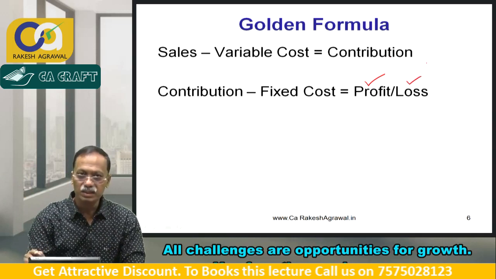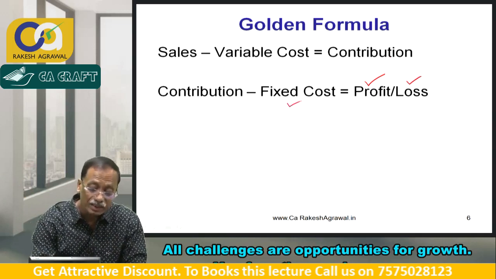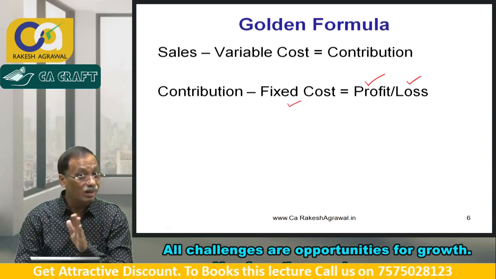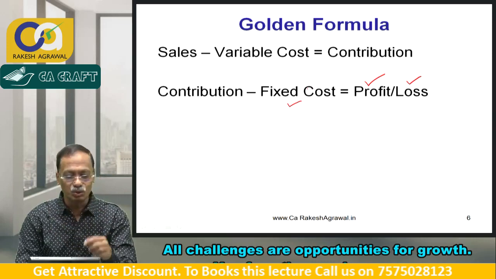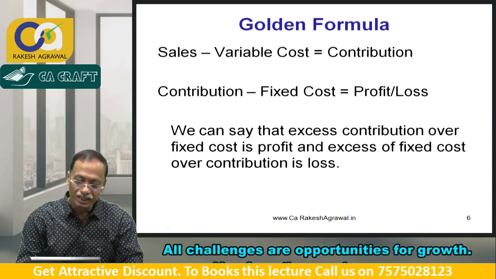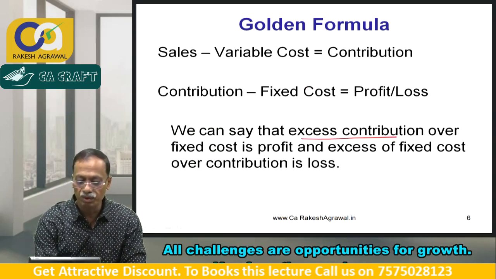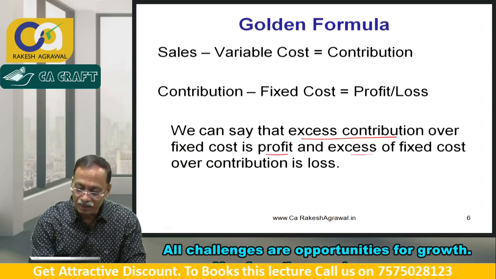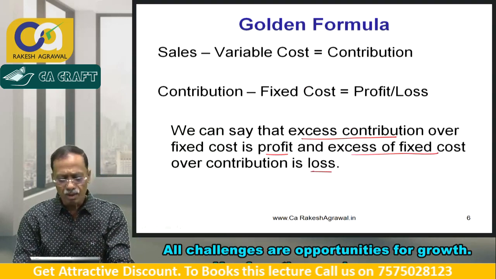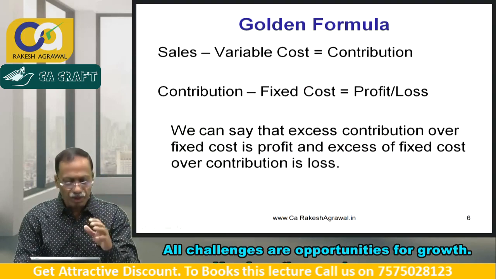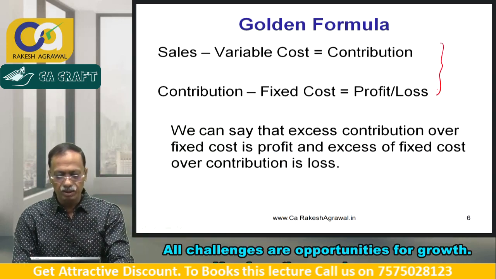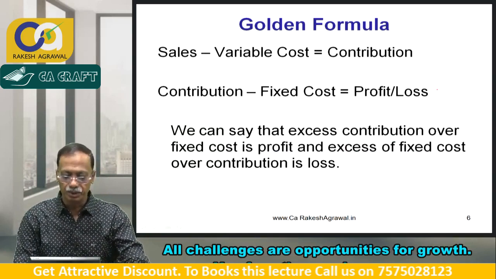Can I say loss is excess fixed cost over contribution? Loss is the unrecovered fixed cost, that is excess fixed cost over contribution can be called loss. So this is the sentence which I had said, that excess contribution over fixed cost is profit and excess fixed cost over contribution is a loss. Right. Now you know all this. We are going further now. So these are the golden formulas of marginal costing. Nothing great, you will be easily able to remember them and they are printed in your notes.